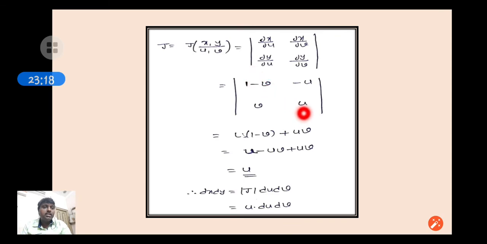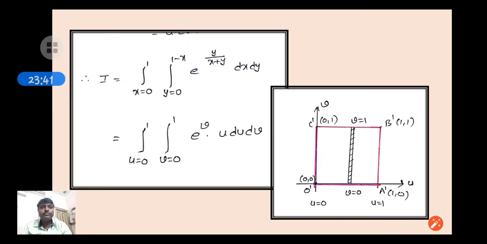By taking the determinant here, u into 1 minus v plus uv, that is u minus uv plus uv, the uv terms get cancelled, only u remains. So dx dy is equal to modulus of Jacobian du dv, that is equal to u du dv. See here. Now we can write the limits.